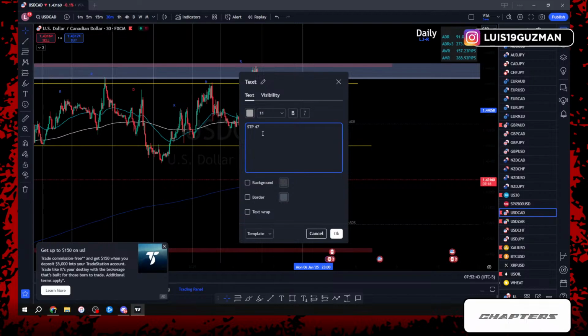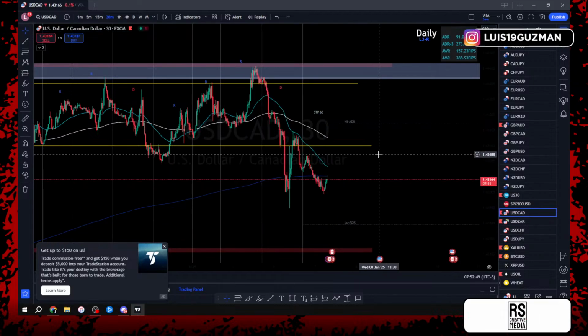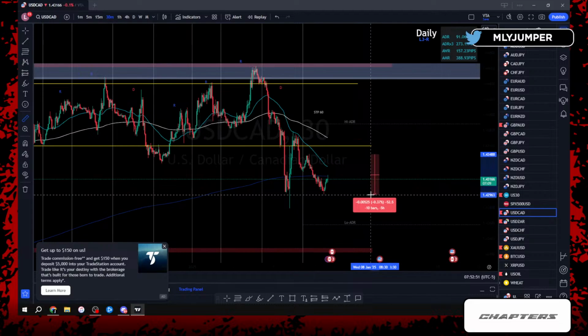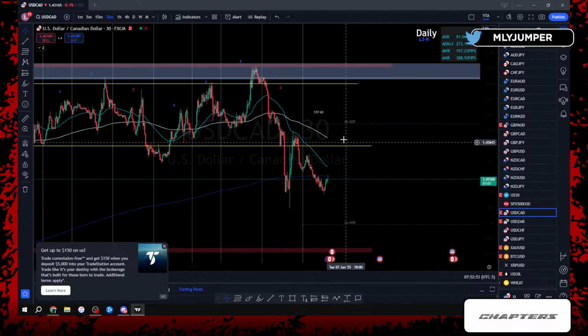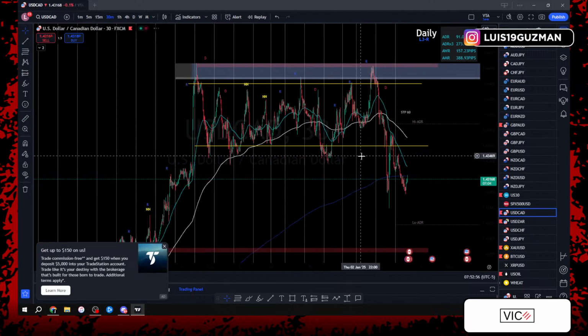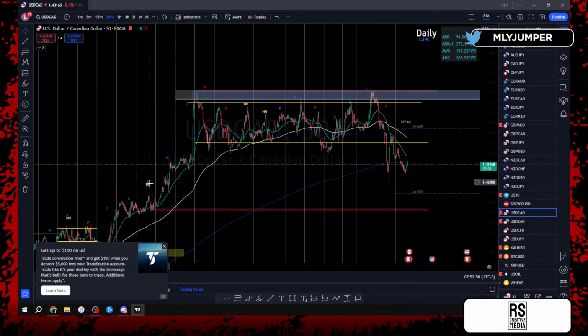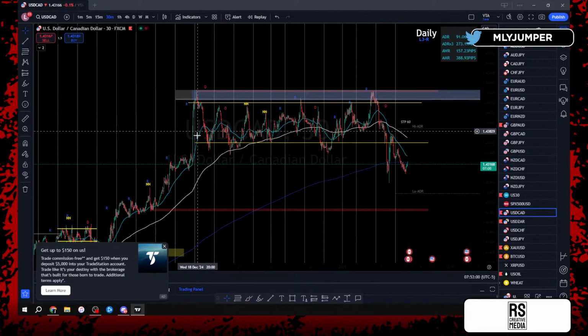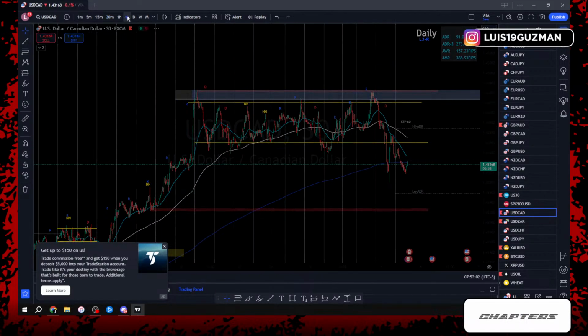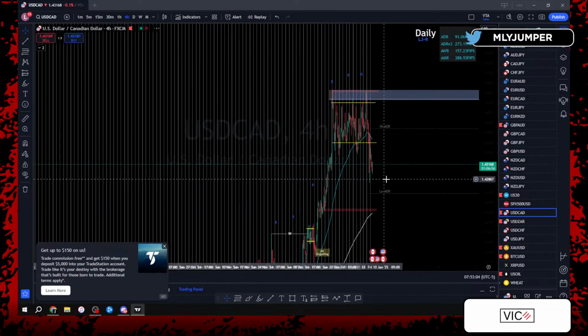USD CAD, 91 pips is ADR, STP is 60. We already did 50. We did 51 pips out of 60. Okay. Now the 30-minute zone, we're still trading higher high, higher low, higher high. We're in the zone of consolidation. Once again, the zone of consolidation is in the 4-hour time frame.